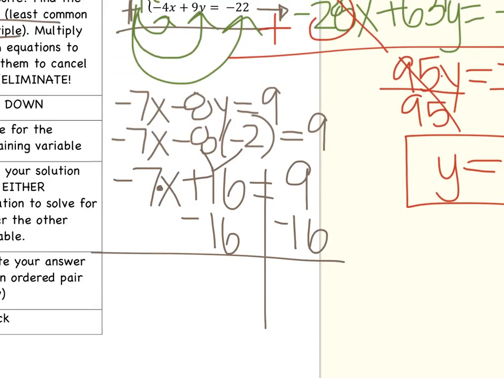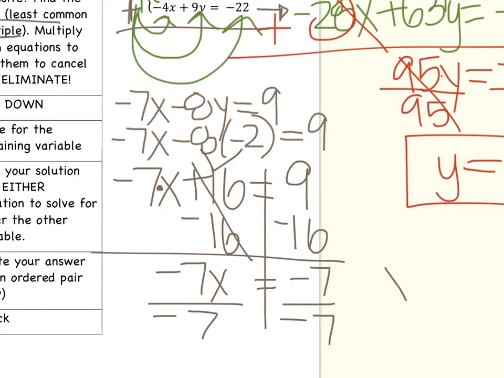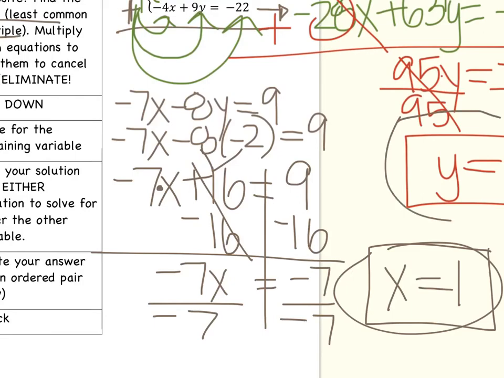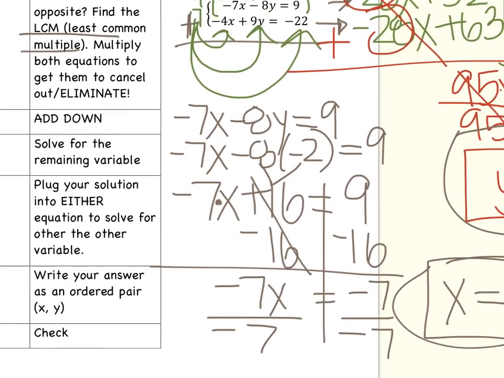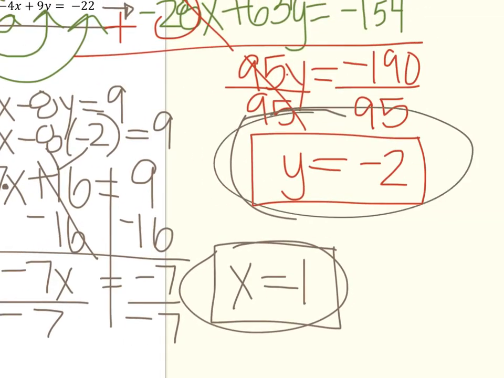Okay, my negative 16 and positive 16 cancel. I'm left with negative 7x equals, I have to do 9 minus 16, and it gives me negative 7. Divide each side by negative 7, and I get x equals 1. Make sure you go ahead and do your check. Make sure you plug your x value and your y value into both equations, and it should work.